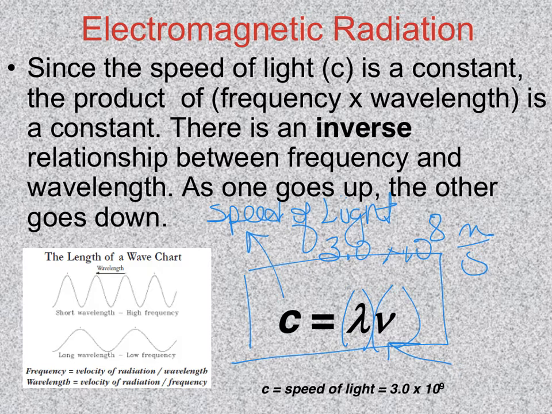So what that means, you can see that the relationship between frequency and wavelength is in fact inverse, because since the speed of light is a constant, if wavelength goes up, frequency must go down in order for the product of the two of them to remain constant.